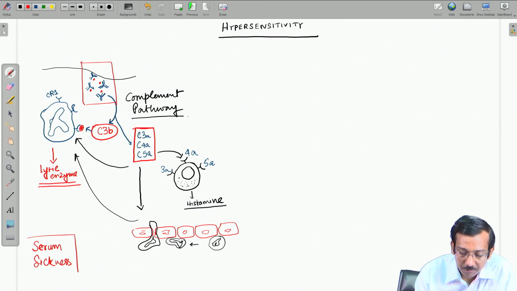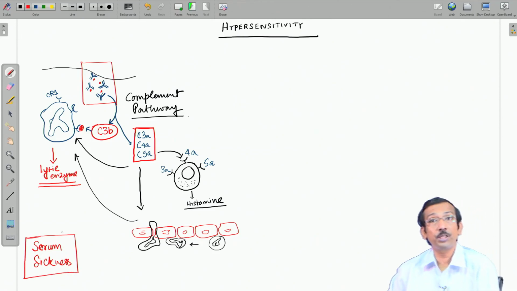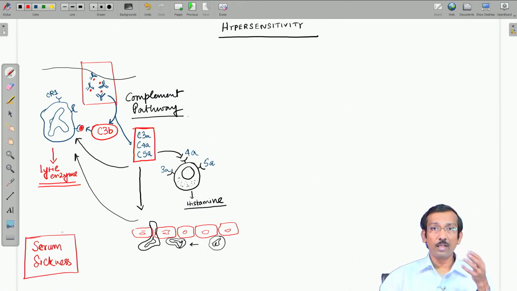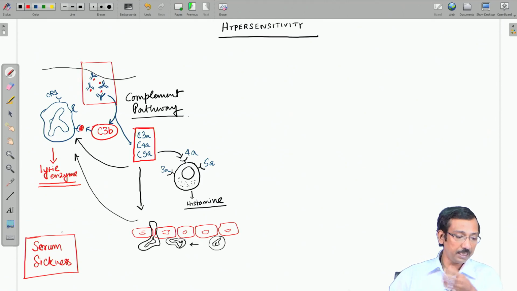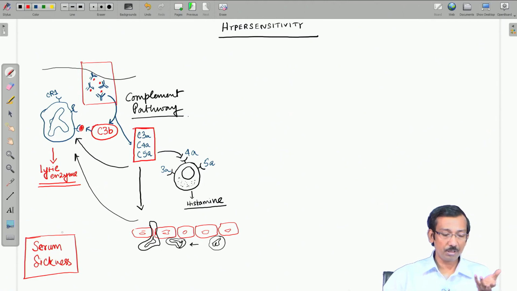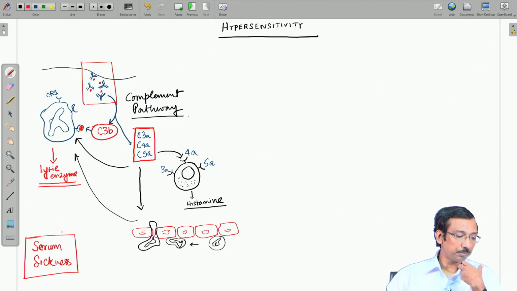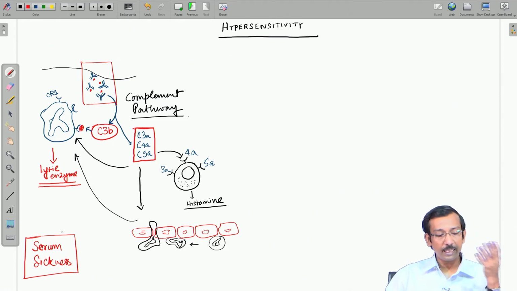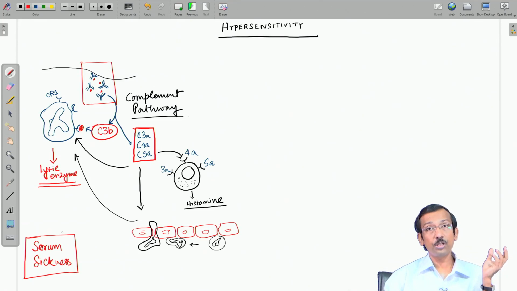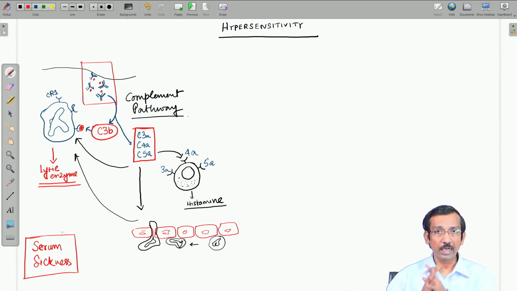That can lead to a type 3 hypersensitivity reaction because of the formation of antigen antibody complexes and deposition of these complexes on the blood vessels or on the basement membranes, and that can lead to phagocytosis of these antigen antibody complexes by the neutrophils and elicit this kind of response.